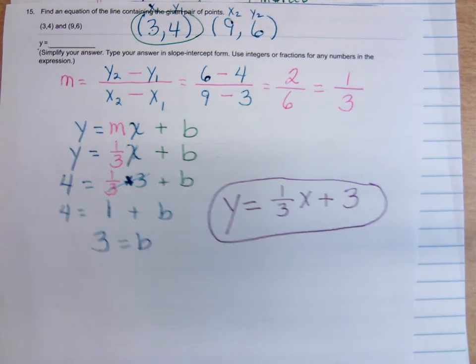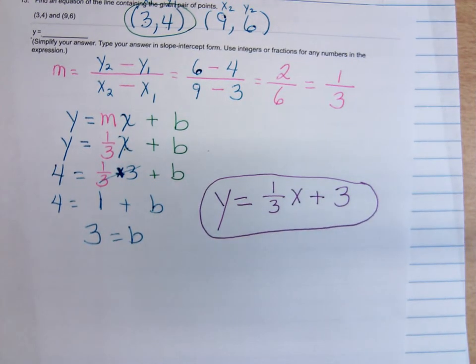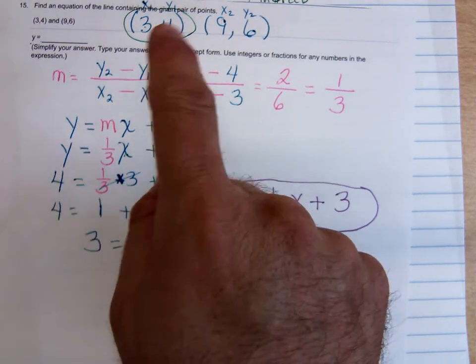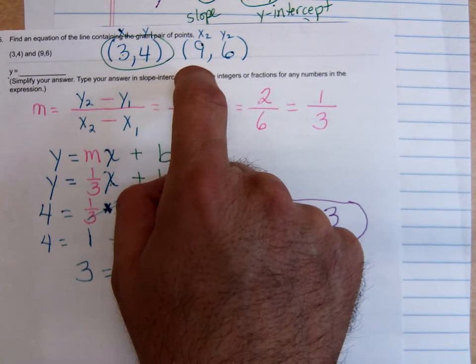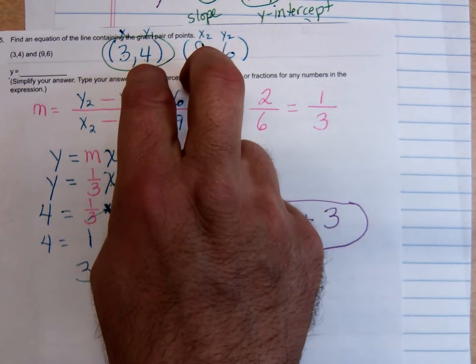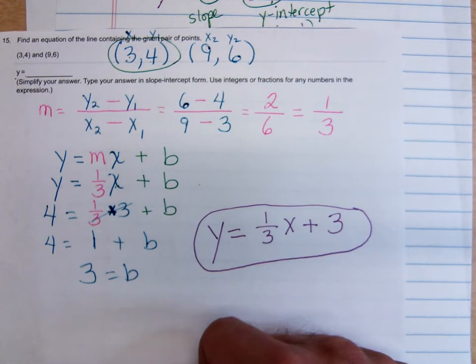Okay. Any questions on that? So in order to write the equation of a line, you've got to have a point on the line, and you need to know the slope. If you don't know the slope, then you need just one other point. If you know 2 points, then you can calculate the slope. Okay?